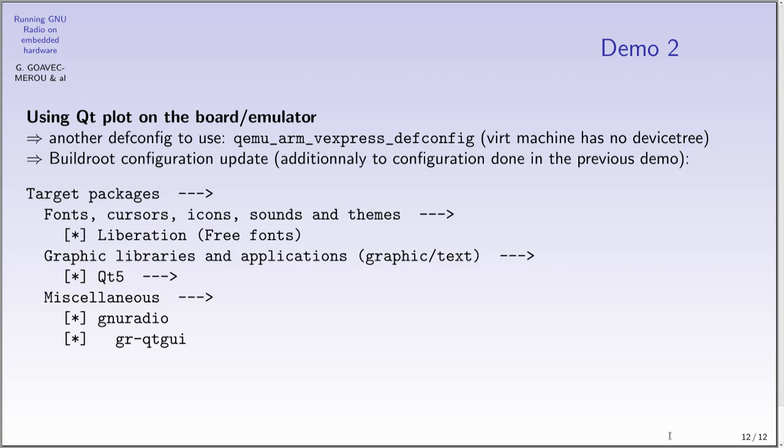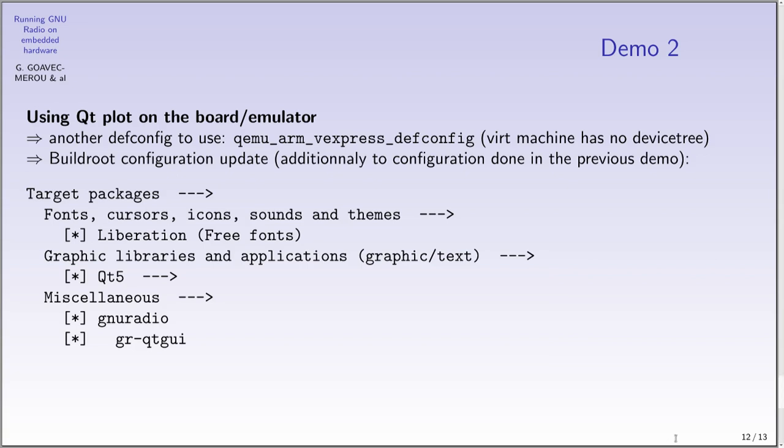But it's required to add Qt5 because, due to the complexity of this package, it's not possible to use only a select. So it's required to manually set this. Qt5 has no default font. So, for example, Liberation font must be set to have legends and every text on a Qt plot. And finally, it's required to enable the Qt GUI support in GNU Radio.